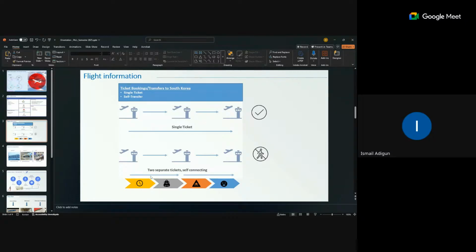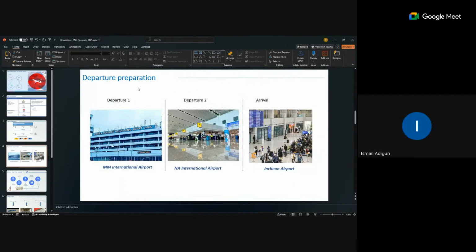Cost of time, because if you are using two separate ticketing or self-connecting airlines to Korea, it might cost you a lot of things like time, luggage, and danger. You don't know which country, maybe they might drop you in China and you lose connection to Korea, and it is stressful again. It's very, very stressful. So it's very important to just take one airline and you get your luggage at the end of the day easily. After this, you prepare for your departure.